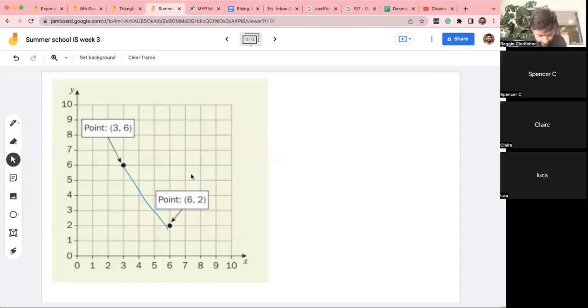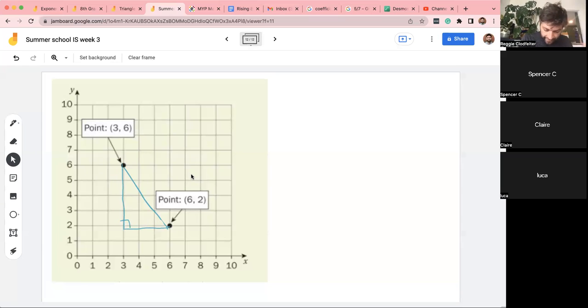So if I want to find the distance between those 2 points, what I can do is imagine drawing in a right triangle that's going to go down and over like that. So now I have this right triangle connecting these 2 points.